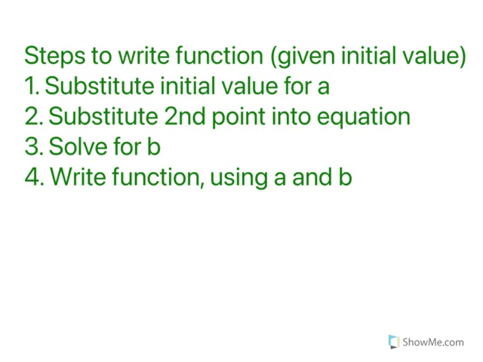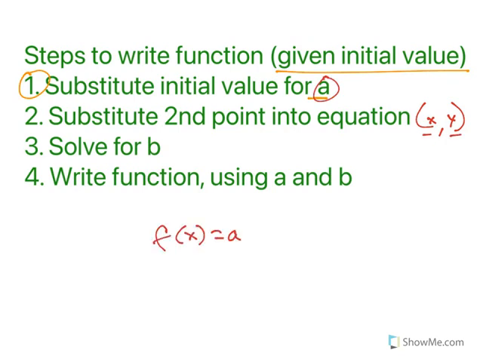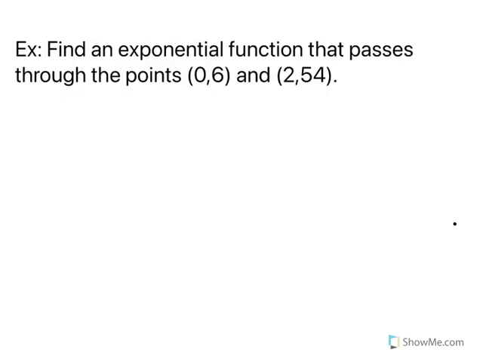So, what are the steps to write the function when we are given the initial value? First things first, that initial value is a, so we'll substitute it in. Then we're going to take our second point, our x, y point, and plug that into the equation. Remember, this is our function. So if we know y and x and a, we can solve for b. Once we solve for b, we plug back in our a and b, and we have ourselves an exponential function. Sounds easy enough. Let's go ahead and make some magic happen here.